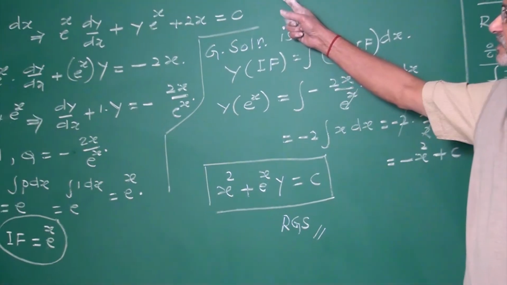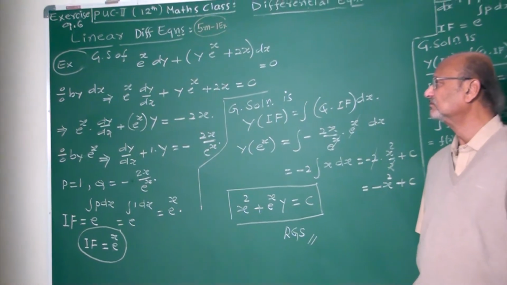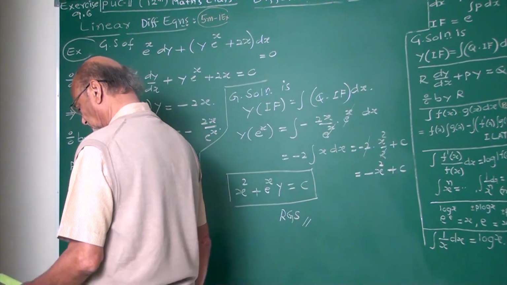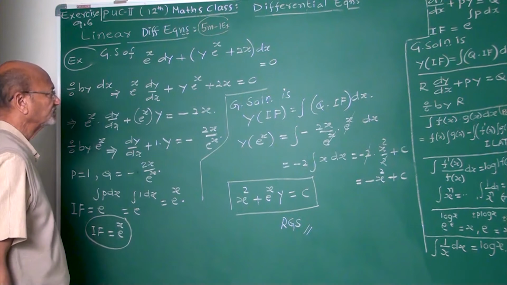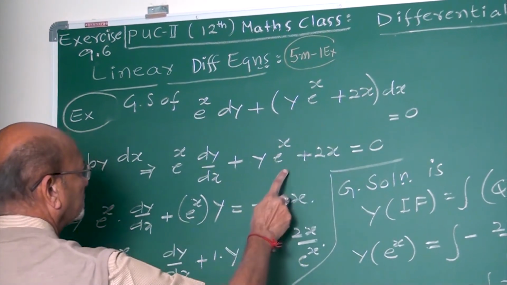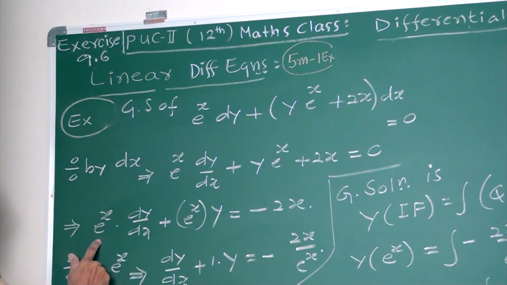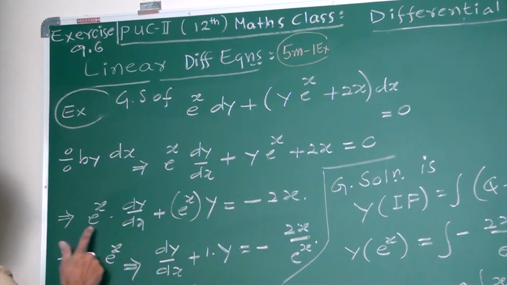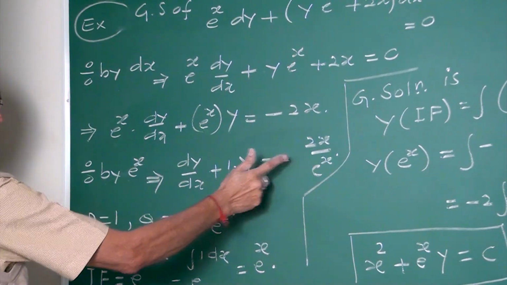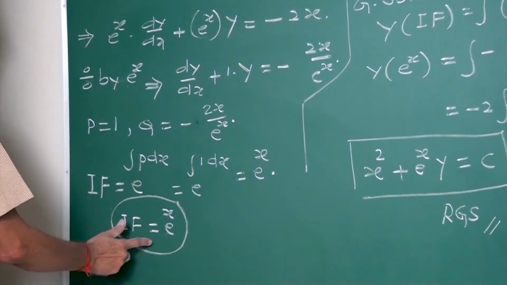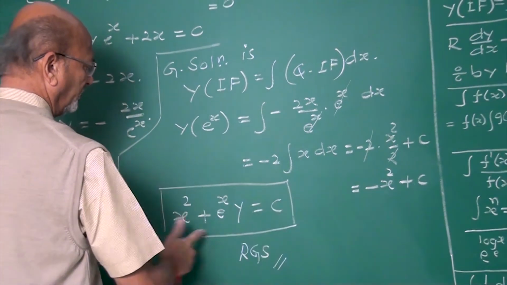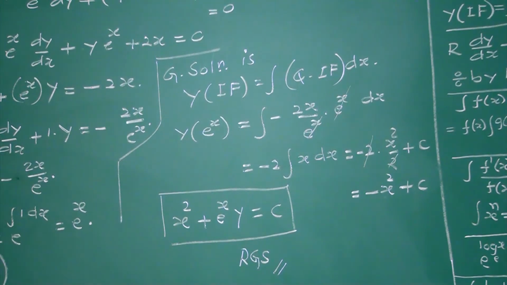I think this example may be from the miscellaneous exercise. Yes, friends, find the general solution of this. Divide first by dx. You get this, dx cancels. In the standard form, dy by dx plus P y equal to Q. Divide by the coefficient, which cancels upon e to the power x. P is 1, Q is this. Integrating factor is e to the power x. The solution is by this formula. E to the power x cancels. Yes, minus x square. Bring this to this side. Required solution.